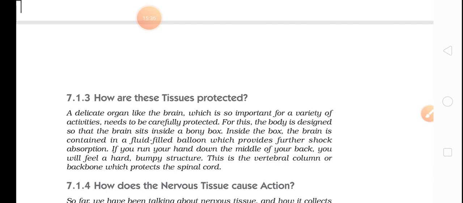So this is how these tissues are protected. A delicate organ like the brain, which is so important for a variety of activities, needs to be carefully protected. For this, the body is designed so that the brain sits inside a bony box. Inside the box, the brain is maintained in a fluid-filled balloon which provides further shock absorption. If you run your hand down the middle of your back, you will feel a hard, bumpy structure. This is the vertebral column or bone which protects the spinal cord.